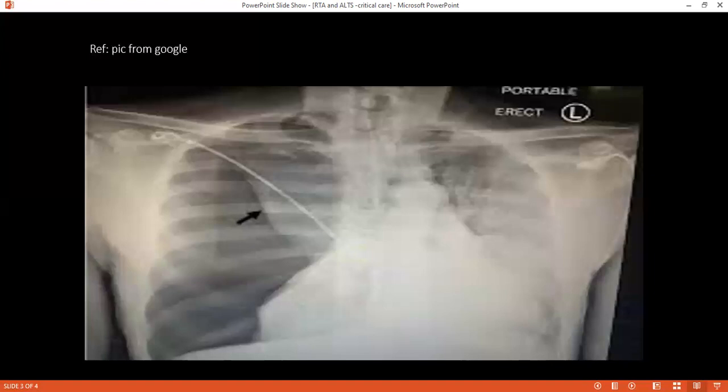This is a chest X-ray AP view showing the trachea shifted towards the left side, and hypertranslucency involving the right lung field with a collapsed lung margin. And there is also a radio-opaque shadow involving the left lung field.